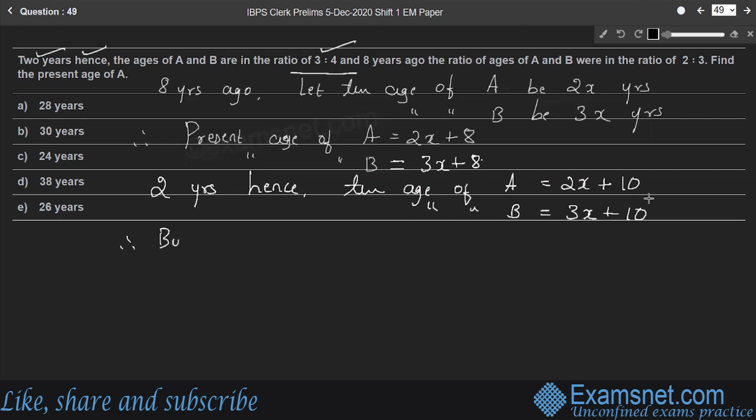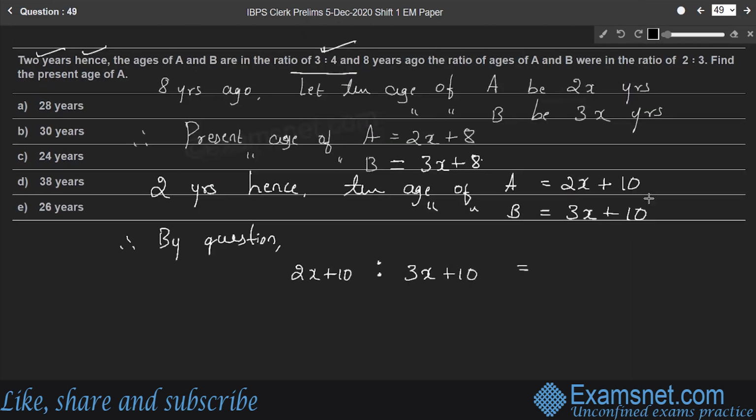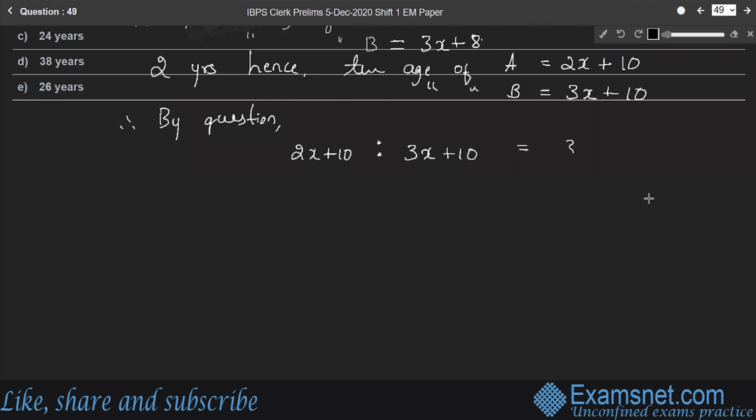Therefore, by question, we can equate the ratios. 2x plus 10 is to 3x plus 10 is equal to 3:4. Simplify it. So their ratio becomes 2x plus 10 divided by 3x plus 10. Ratio means one value divided by another value. So here numerator is 3, denominator is 4.